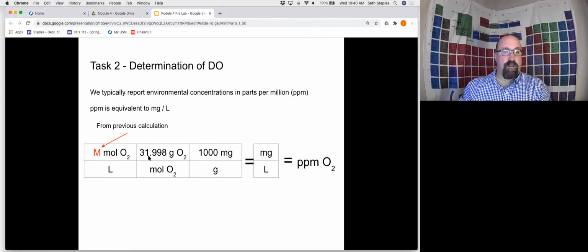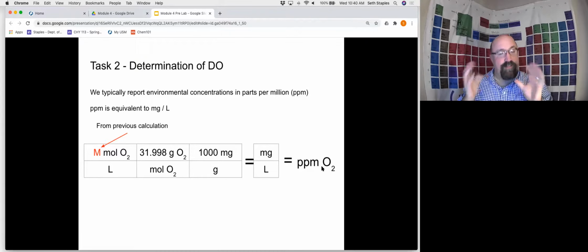And so we're first going to use our molar mass of O2, 31.998 grams per mole. That tells us how many grams per liter had to have been present. And then we just convert grams over to milligrams, gets us to milligrams per liter, which is our ppm of O2. And that's our final target. That's ultimately what we're looking for.